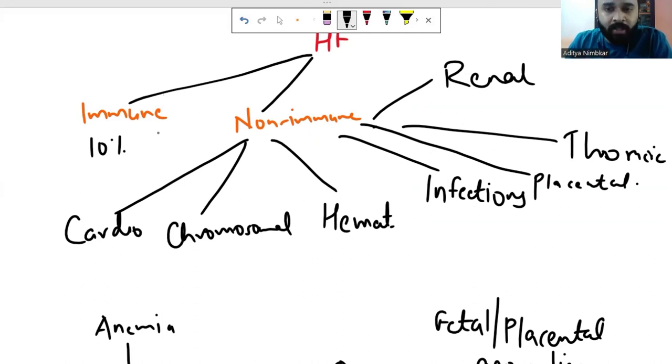So what are the other reasons and the more significant ones? It falls under non-immune hydrops, which forms 90% of the cases. All these 90% of the cases have to do with individual systems. So it can be the cardiac system. In the cardiac system, you can have structural abnormalities. You can have Ebstein's anomaly. You can have cardiomyopathies. You can have tetralogy of Fallot.